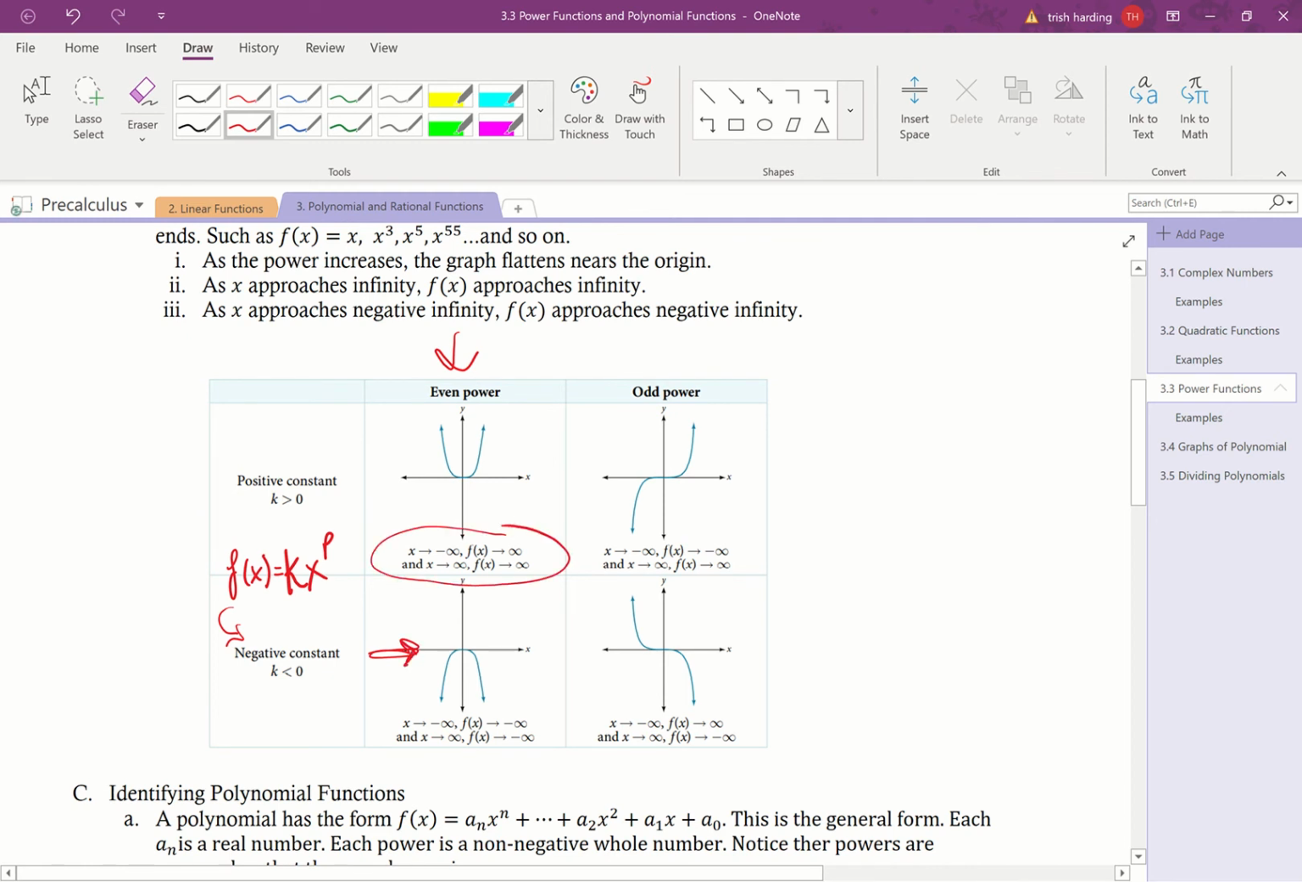This is the notation for how you would describe end behavior. So you have to state which direction your x is going, and then you also have to state which direction y is going as a consequence of your x.